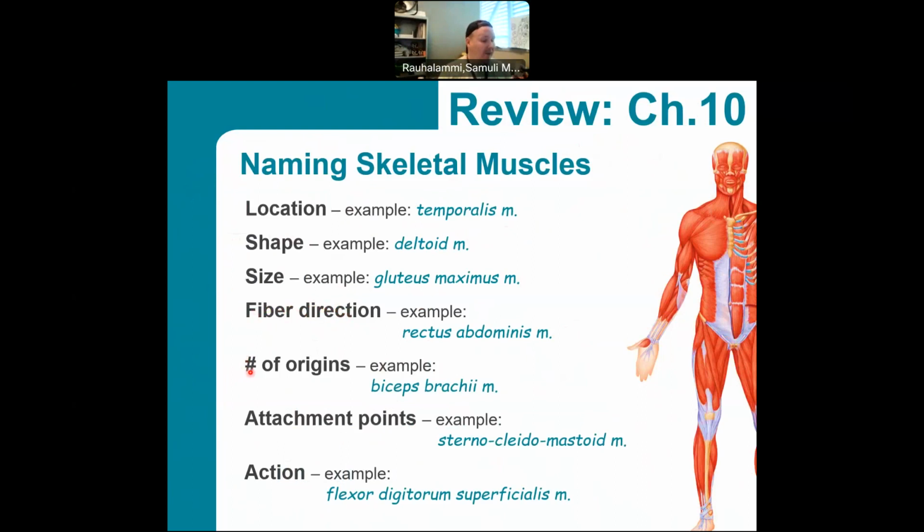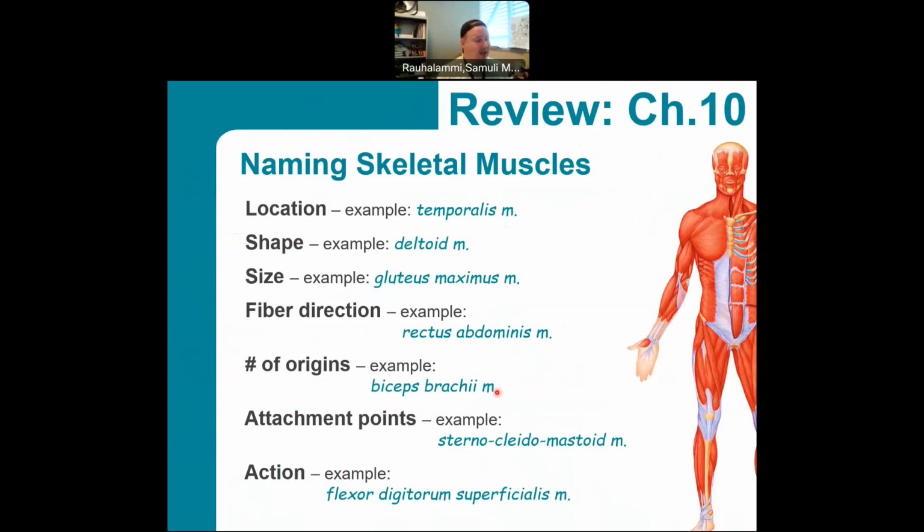A lot of the time we also see that the name might tell us the number of origins, how many starts, how many endings we have for the muscle. Biceps is a good example of that. We have 2 ends. Triceps, we have 3 ends. So you can tell the difference between these muscles already from the name and start understanding that.